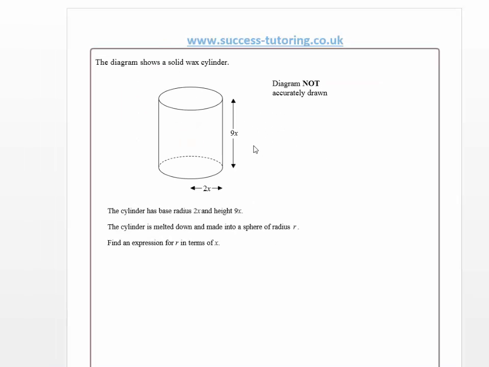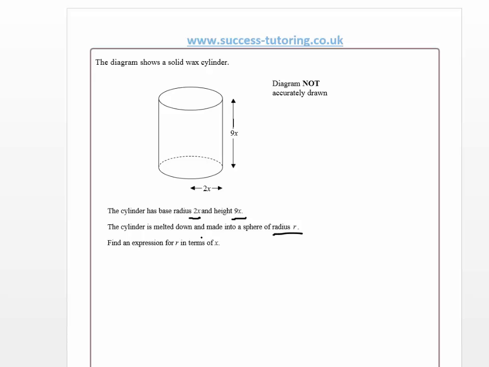Okay, so let's try this question. The diagram shows a solid wax cylinder. They're telling us here the cylinder has a base radius of 2x and a height of 9x, which you can see in the diagram. The cylinder is melted down into a sphere of radius r, so they've not given us a value for r. They're telling us to find an expression for r in terms of x.